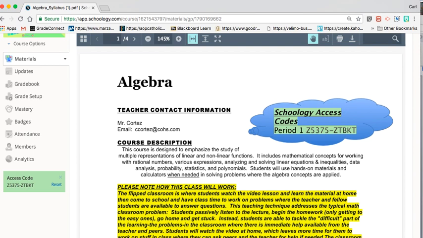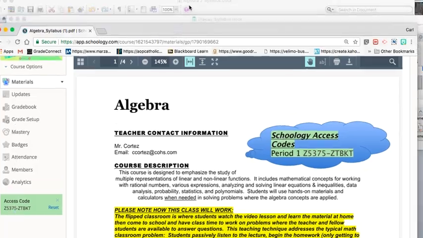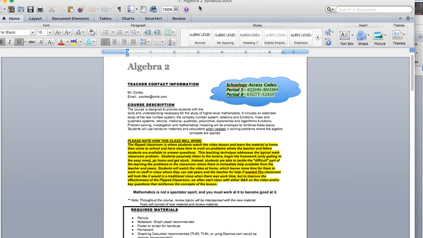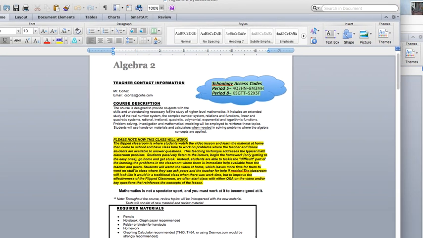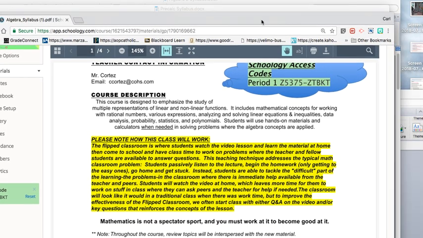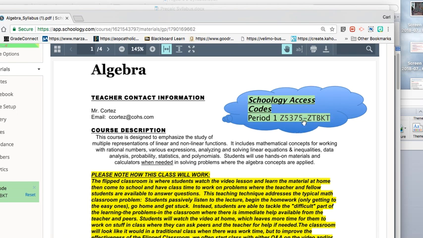So whether it's an algebra syllabus, similar to what we have here, or pre-calc seen here, or Algebra 2, a lot of the context is the same. You can read this course description on your own. So with the algebra syllabus, this starts off with the description, talking about what the course is about. You'll also see my contact info up here. And if on the off chance you need to make another Schoology account, which hopefully won't happen, you can use this access code to get back in.